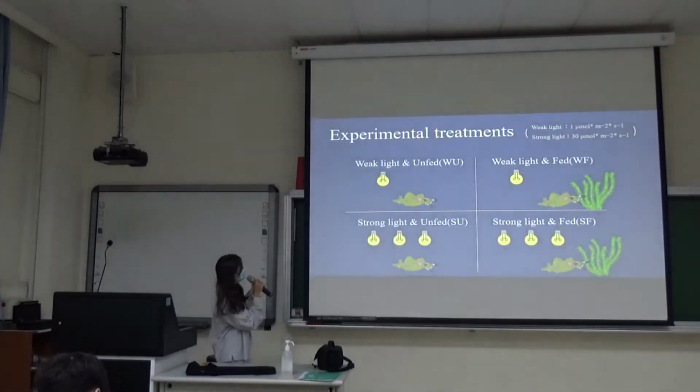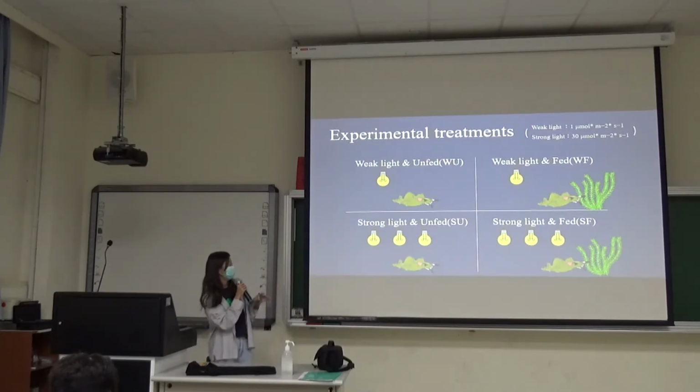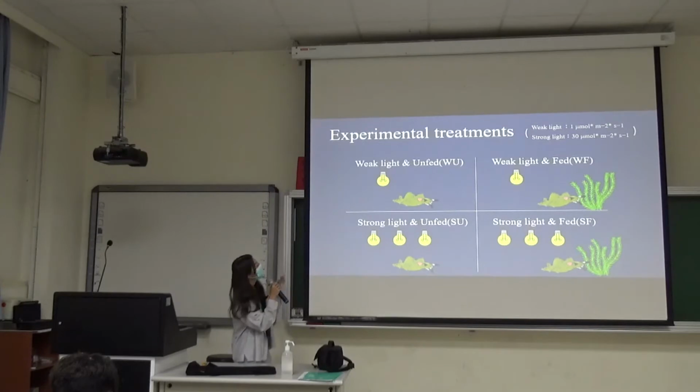This is our experimental treatment. First we look at the upper left. It's weak light and unfed. The upper right is weak light and fed. The bottom left is strong light and unfed. And the bottom right is strong light and fed. The brightness of weak light is 1 micromole per square meter per second. Strong light is 30 micromoles per square meter per second.